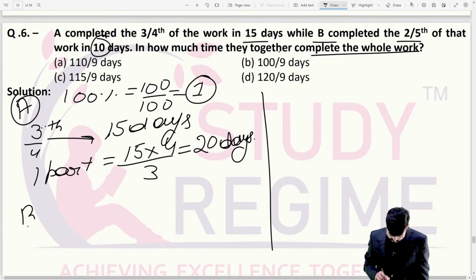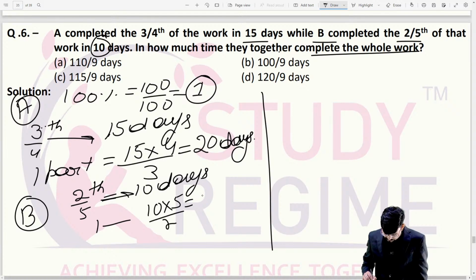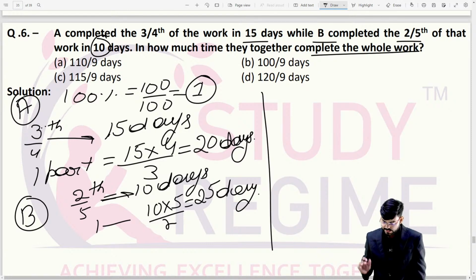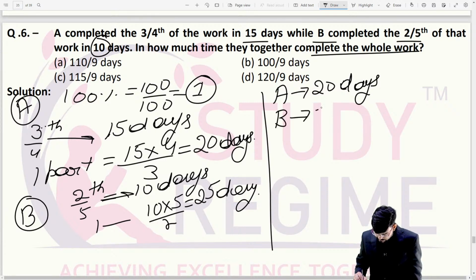Similarly for B, 2/5 part is completed in how many days? 10 days. So one part will be completed in how many days? 10 into 5/2, that is equal to 25 days. Okay, clear? From the first line we have got 2 points. A will complete the work in 20 days. B will complete the same work in 25 days.